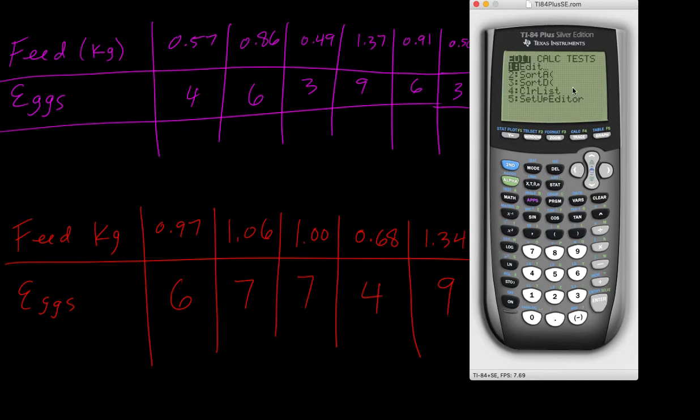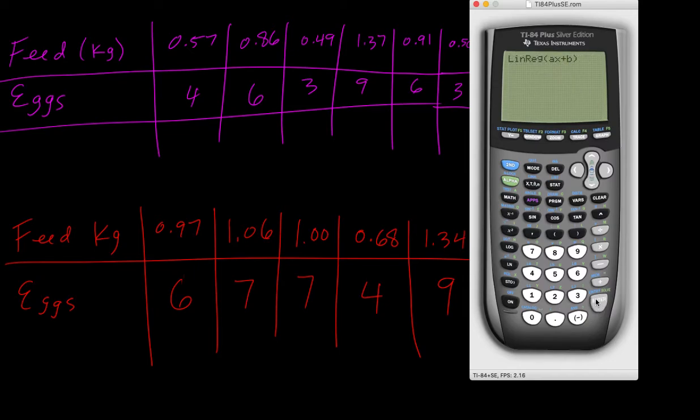So what we need to do for this one, we need to type all this data into our stats menu. So stats, let's see, and then go to edit. I've already typed it all in. Then we go back to stats, go to calc. This time we want to do a linear regression line.